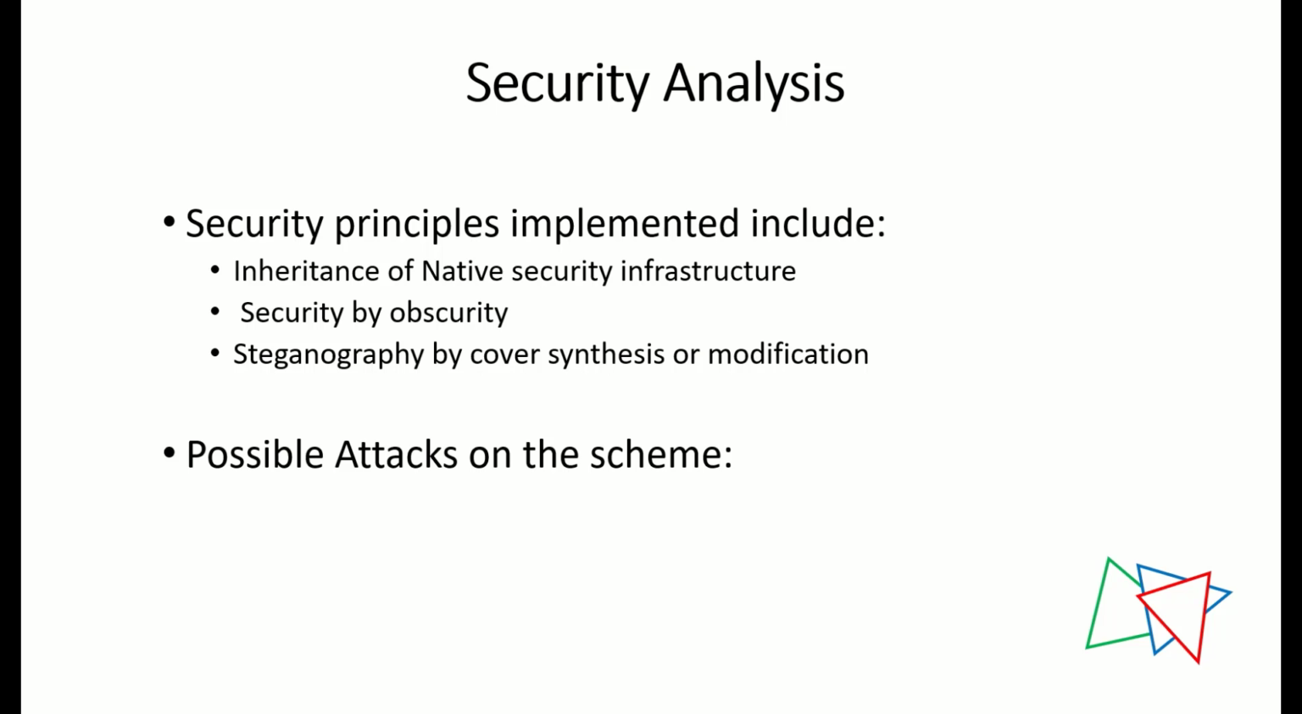Now, some possible attacks on the scheme have been identified, and they include brute force attack and de-anonymization attack. However, these attack vectors are unlikely to be exploited as they require an incredible investment of time and resources with very low probability of success.